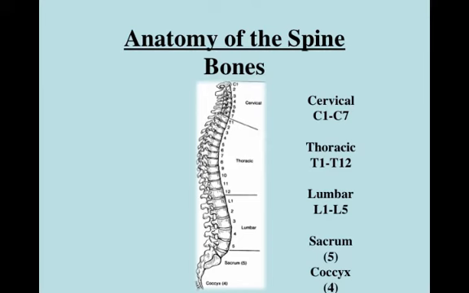Notice the curves in the spine. God designed these to tolerate the stress that occurs from being upright and mobile. The neck and low back are considered convex anteriorly, and the thoracic and pelvis are convex posteriorly.